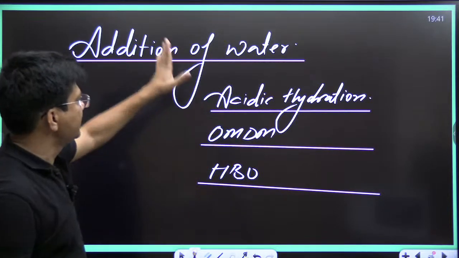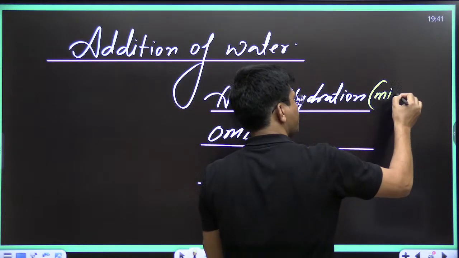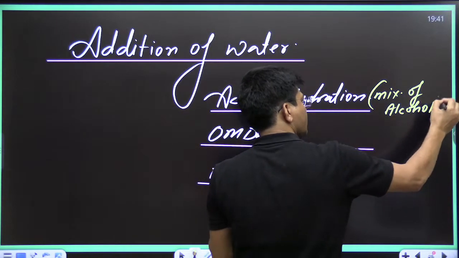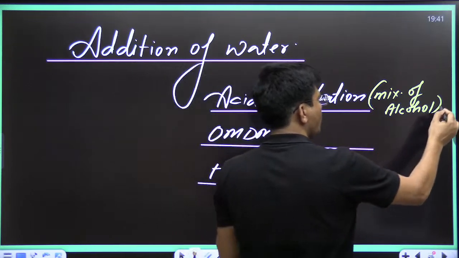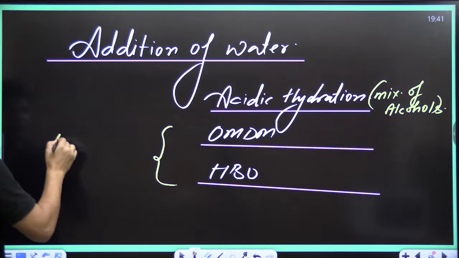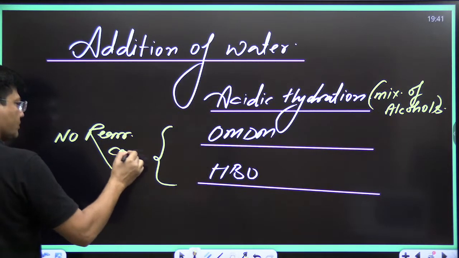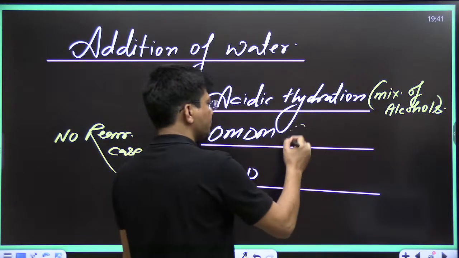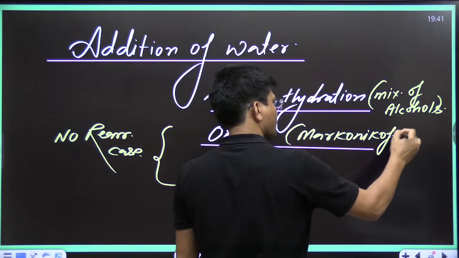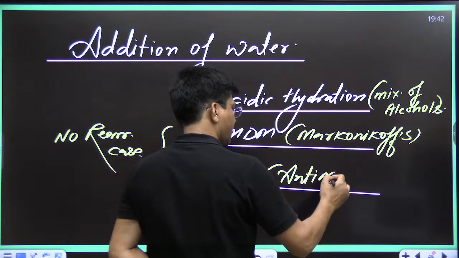So first one, acidic hydration. This is inferior quality because a mixture of alcohols is obtained. These two are no rearrangement cases. We will understand why no rearrangement. It will follow Markovnikov's addition. I will let you know why. And the other will follow anti-Markovnikov addition.